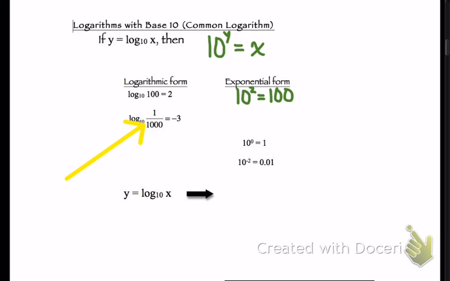Look at the next one. Why is the base 10 log of 1 over 1,000 equal to negative 3? Well, if I write it as an exponent, I know it's true. I'm proving it because 10 to the negative third power is 1 over 1,000. Okay, so I'm proving it.